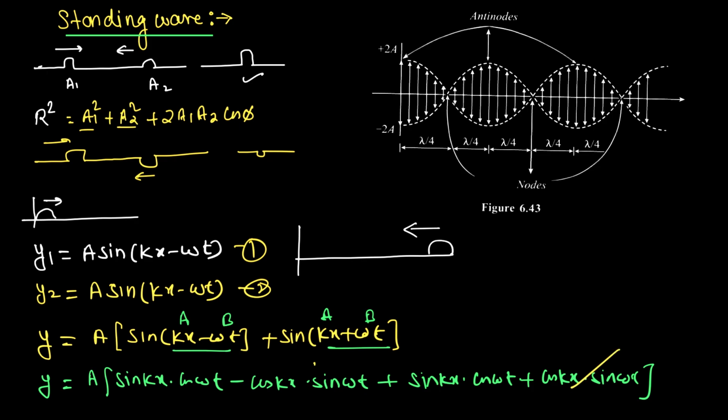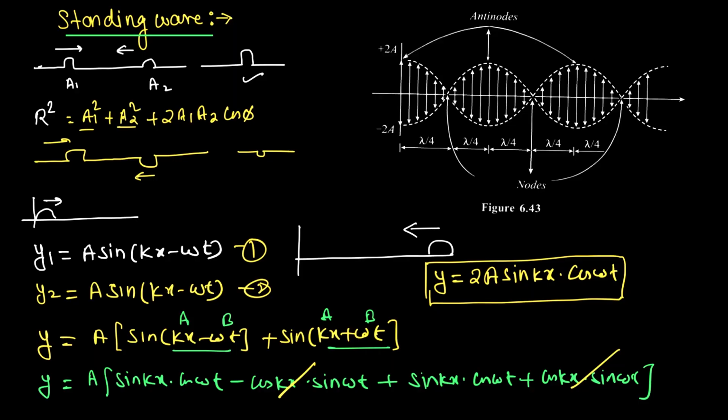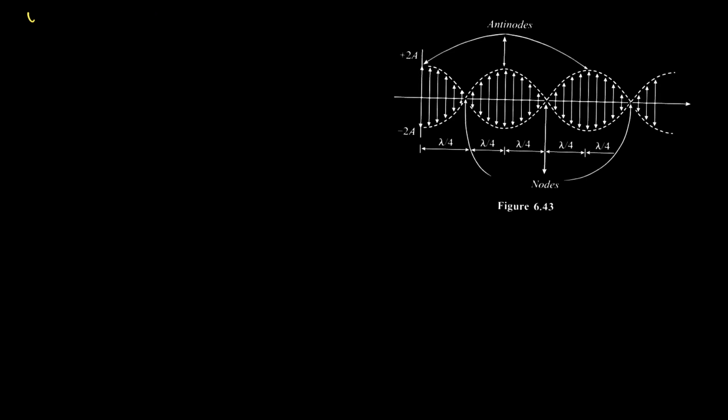Basically, these two terms will get cancelled. So the final answer we'll get is y is equal to 2a sine kx into cos omega t. This is the equation of a standing wave or stationary wave. Whenever we have to represent a stationary wave, that equation is y is equal to 2a sine kx into cos omega t. This thing is the amplitude of a stationary wave, and this is the diagram for a stationary wave.